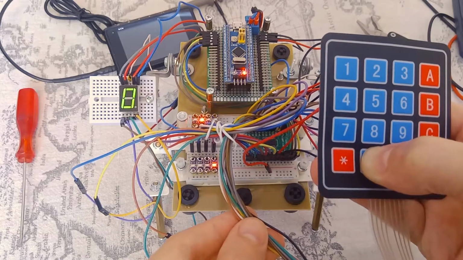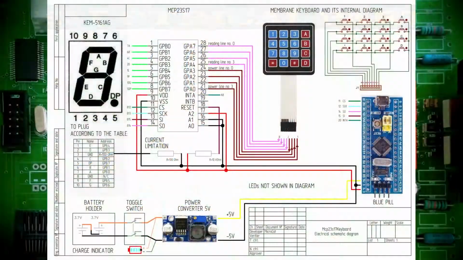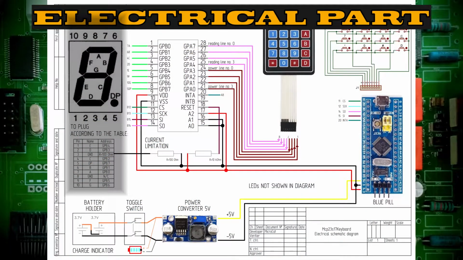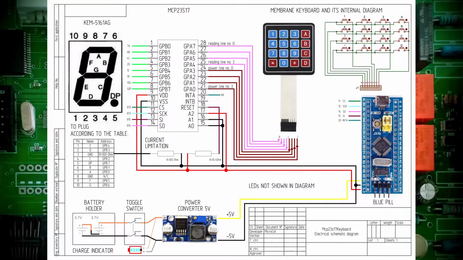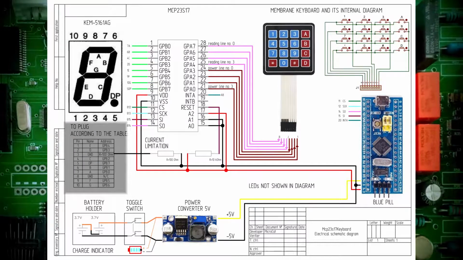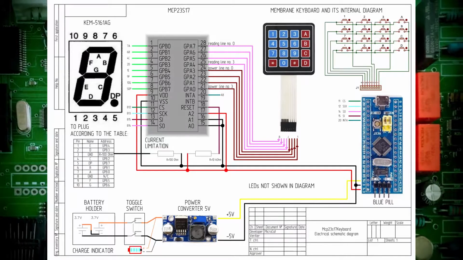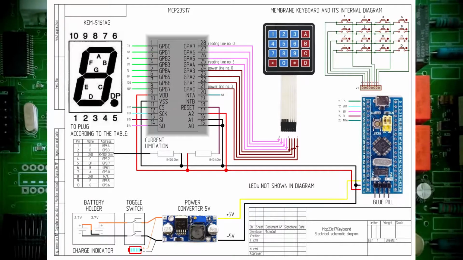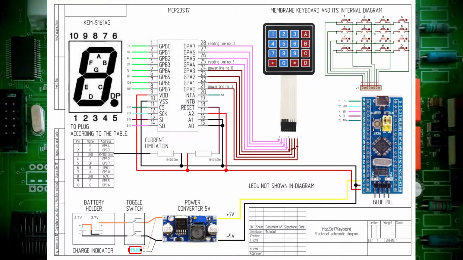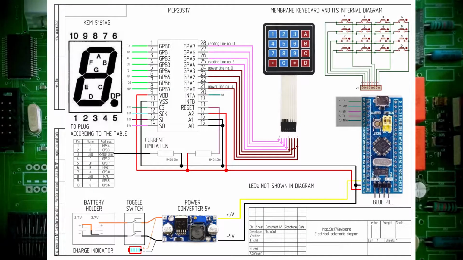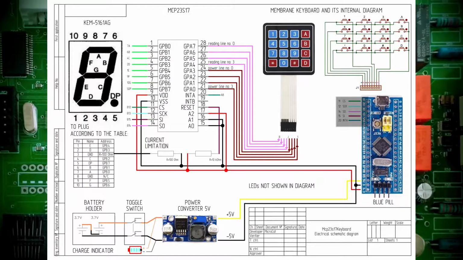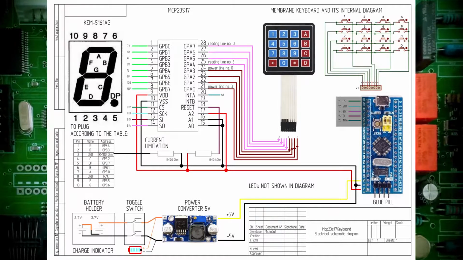Let's move on to the electrical diagram. A 7-segment LED indicator with a common cathode is used as an indicator. The connection diagram is shown in the table. The input-output expander is connected according to its datasheet. The INTA pin is used. Thus, the total number of pins for communication with the microcontroller is now 5.